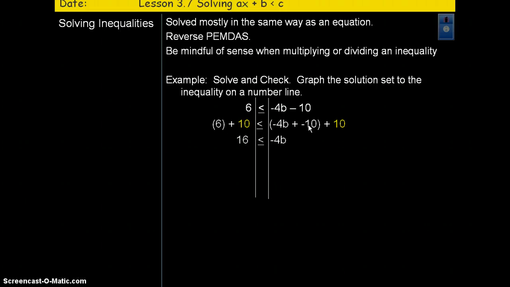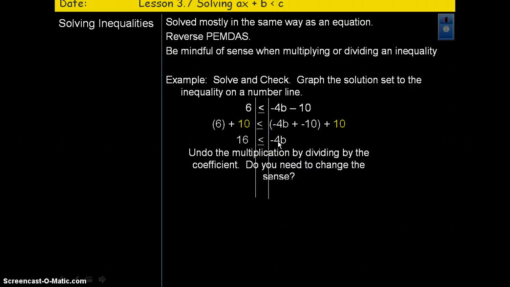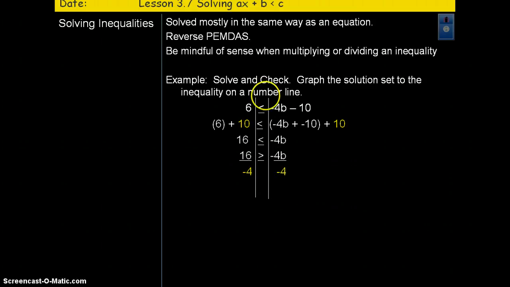At this point, we've got just a multiplication inequality. Therefore, we have a coefficient that we need to remove. So we will undo the multiplication by dividing by the coefficient. Do we need to change the sense? This time, yes, the sense does need to change because we are dividing both sides by a -4. Simplifying the common factors, I see that -4 is greater than or equal to b.